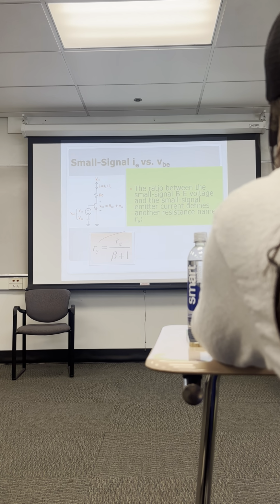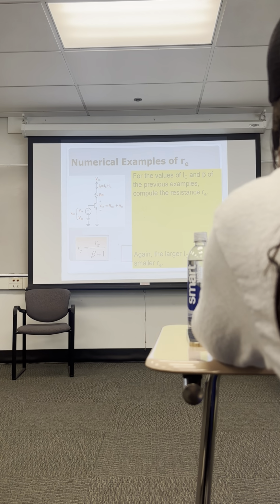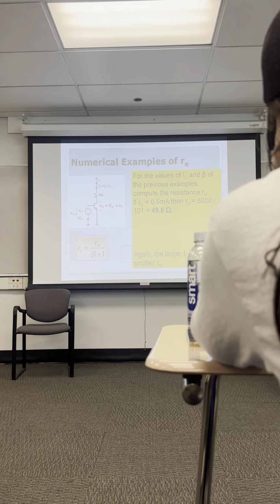If beta is 100, then beta over beta plus 1 is approximately 1. So R sub E is approximately 1 over G sub M, and G sub M is 1 over R pi. So we get G sub M from this equation also. Again, if we iterate the collector current at a half a milliamp, RE is around 49.5 ohms.